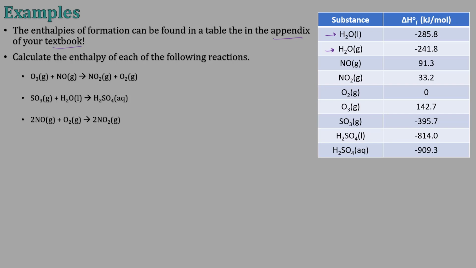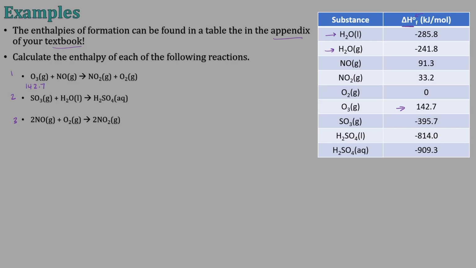All right, so the delta H of formations for these are in kilojoules per mole. And they're all found under standard conditions. That's why they have that little degree symbol. Okay, so for the first one, we have ozone. I'm going to number these 1, 2, and 3. For the first one, ozone has a value, it's right here, of positive 142.7.